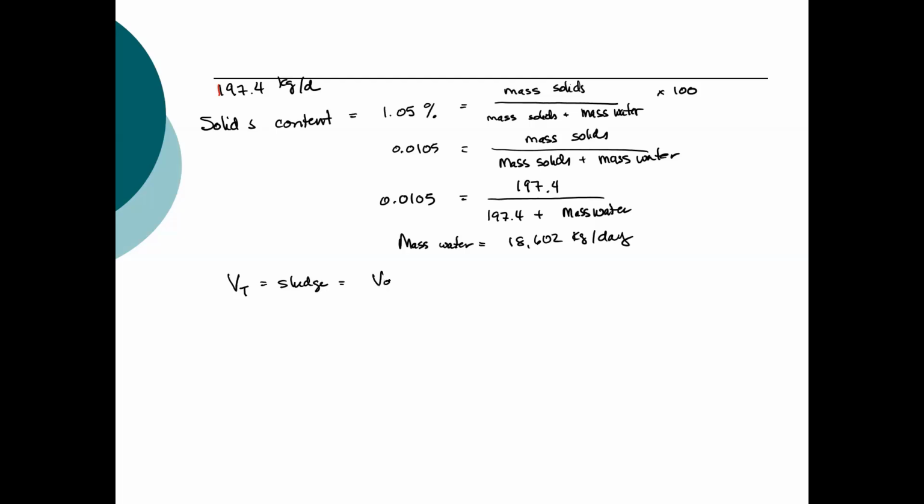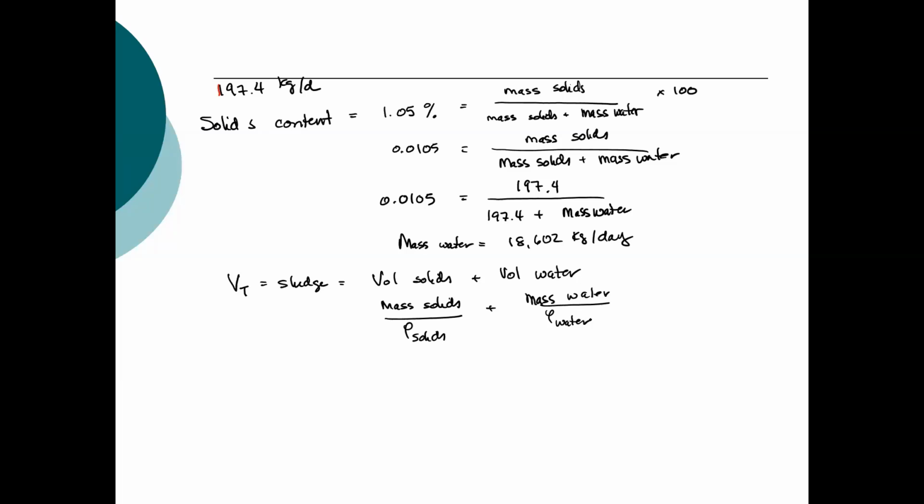The volume of my sludge is equal to the volume of the solids plus the volume of the water. I'm assuming that there's no interactions between the solids and the water that would change that volume. So basically it's not gelatinous. If it was gelatinous, it would change that volume. And this is equal to the mass of the solids divided by the density of the solids plus the mass of the water divided by the density of the water.